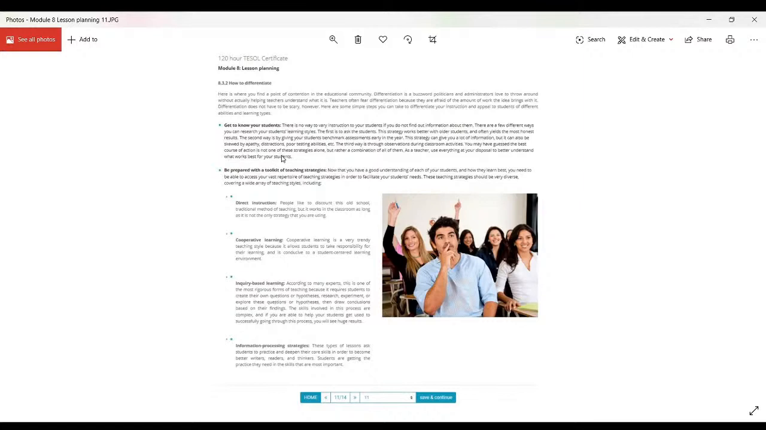The second way is by giving your students benchmark assessments early in the year. This strategy can give you a lot of information, but it can also be skewed by apathy, distractions, poor testing abilities, etc. The third way is through observations during classroom activities. You may have guessed the best course of action is not one of these strategies alone, but rather a combination of all of them. As a teacher, use everything at your disposal to better understand what works best for your students.